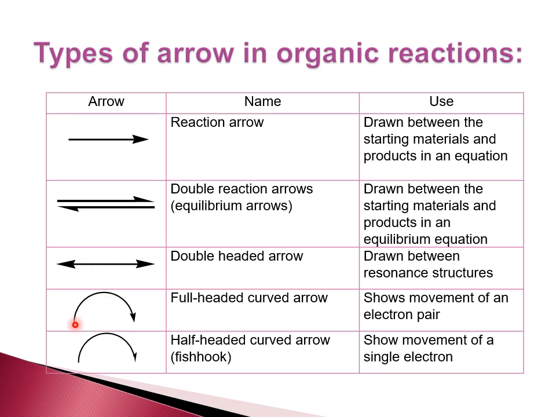The fourth one is called the full-headed curved arrow. This arrow can go anywhere; it will curve to the right, it will curve to the left, it can curve to the part where an electron pair will move. There is one more arrow. This is an arrow which has only a half head. We also call this arrow a fish hook arrow. It shows the movement of one electron only.